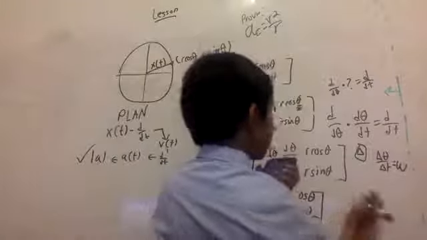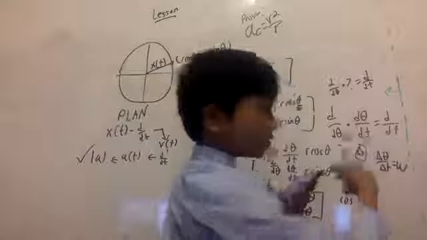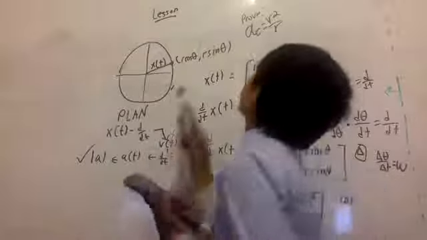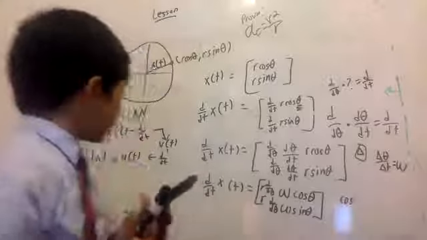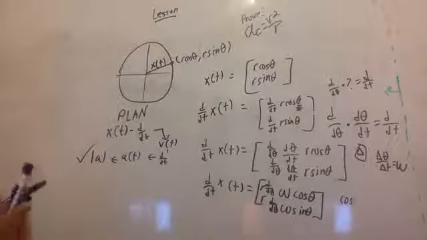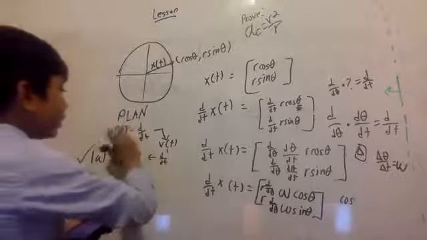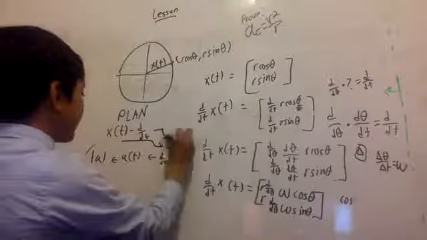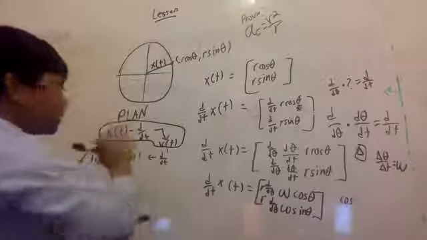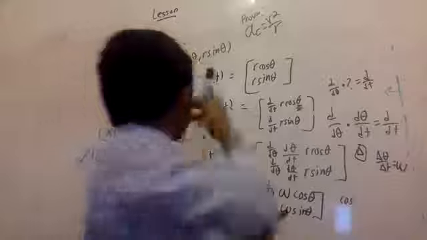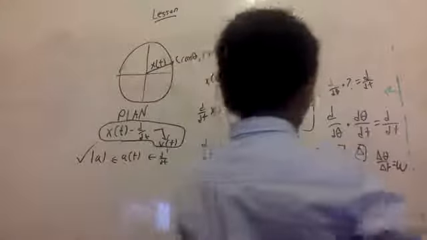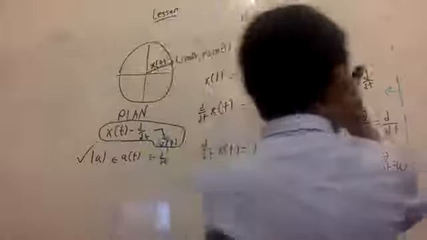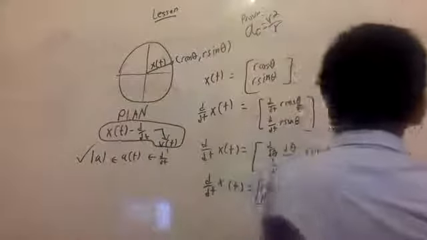Wait, what are we doing again? Oh, remember we're proving this. Okay, but what part of the plan are we on? Well, we're in the middle of this phase. We're taking the derivative with respect to time of x of t. I see. We're almost at the end of it. Thank you.